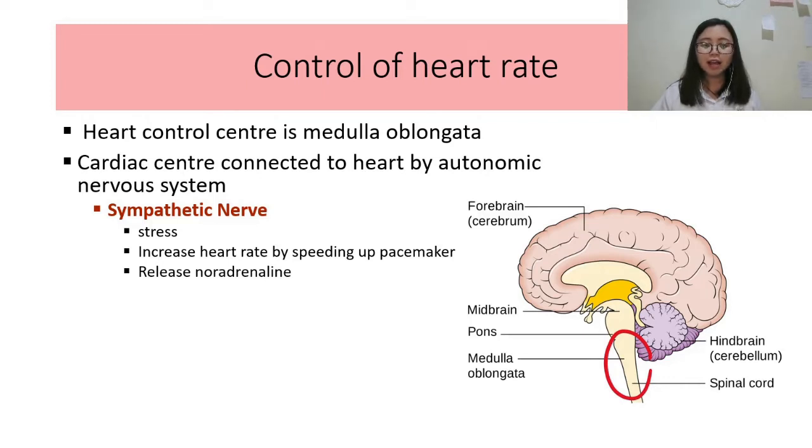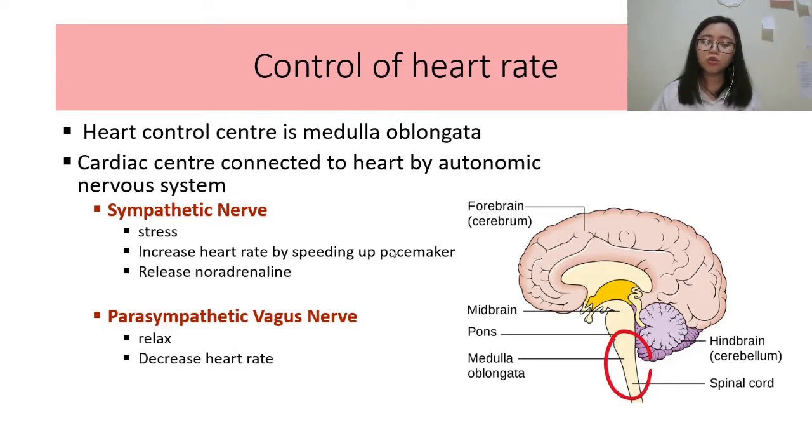So ini adalah saraf yang suruh jantung kita untuk berdenyut dengan lebih cepat. And it is also connected by a parasympathetic vagus nerve. So this parasympathetic vagus nerve will tell our heart to relax, to decrease heart rate, and to release acetylcholine. Sympathetic, menggalakkan jantung kita untuk jadi lebih laju, lebih kuat, lebih cepat. Parasympathetic, suruh kita relax, chill, lambat, lambat.